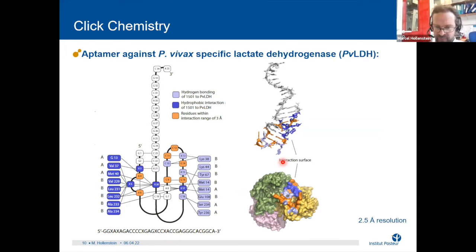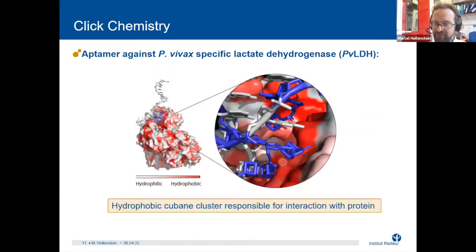And I would like to pinpoint and highlight two structural key features which have also been identified in quite a few of the cubomers. Actually, there are four cubane residues that form a sort of hydrophobic cubane cluster, which inserts into a hydrophobic pocket of the PVLDH protein. And we believe that this is the main mechanism that mediates binding and interaction between the aptamer and the protein.